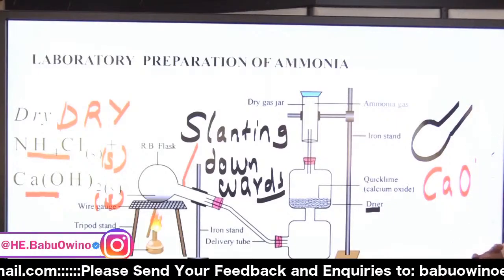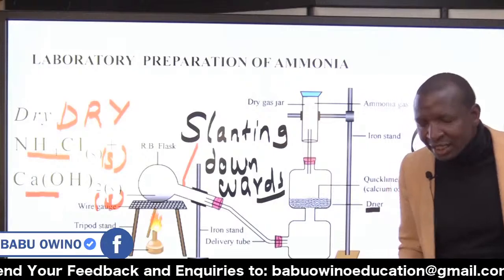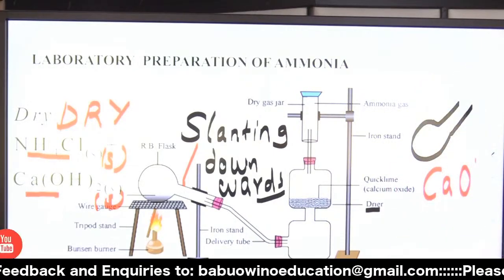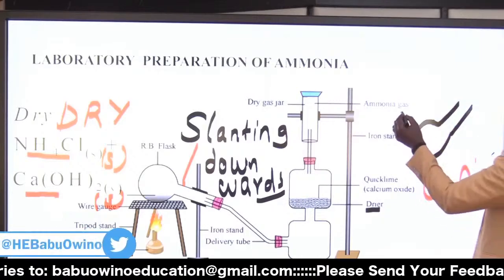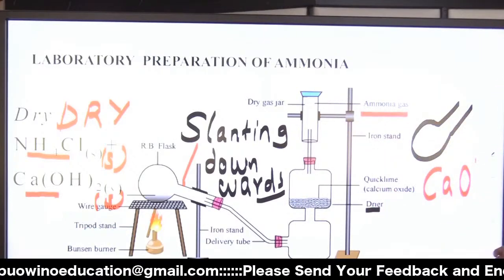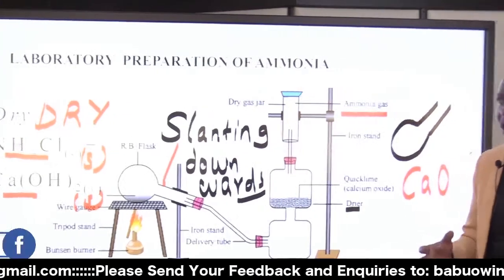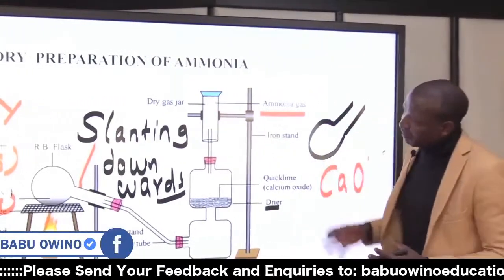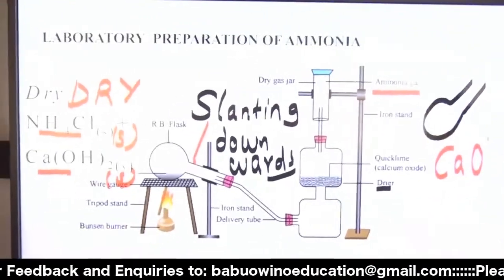Remember the properties of a drying agent. It should never react with the gas that is being prepared. And ammonia is collected by upward delivery because it is less dense than air. Ammonia should be collected by upward delivery because it is less dense than air.